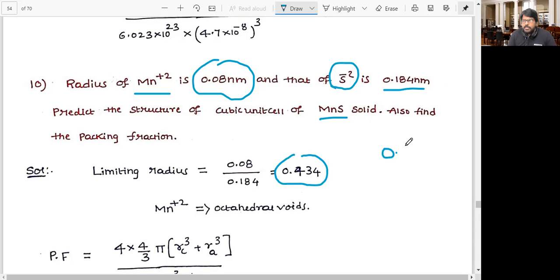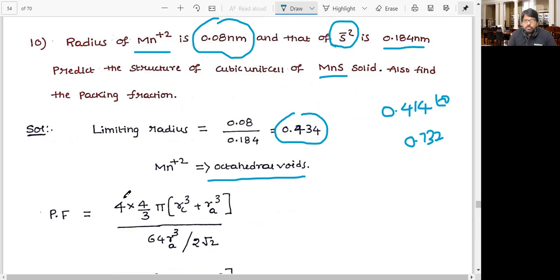Do you remember the data? If the radius ratio is from 0.414 to 0.732, in that situation, the smaller ion will occupy octahedral voids. So it is in octahedral voids. So obviously sulfide ion is forming FCC lattice and manganese +2 ions will occupy octahedral voids. So what is the Z effective? 4.